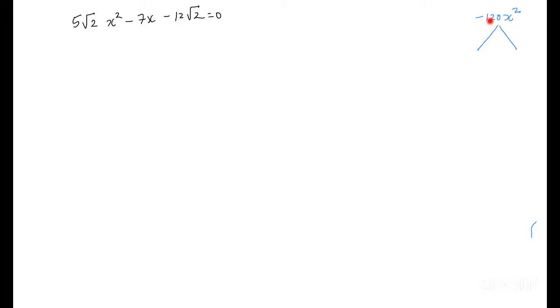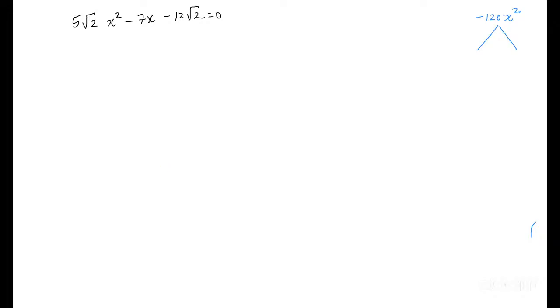Did you listen, guys? I'm repeating again. See, root 2 multiplied by root 2 is basically 2. 5 into 12 is 60. Now 60 into 2 is basically 120. That's why I got 120. Did you listen, guys? Okay.